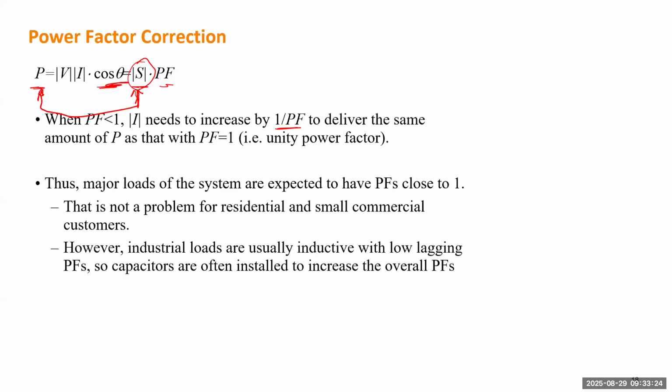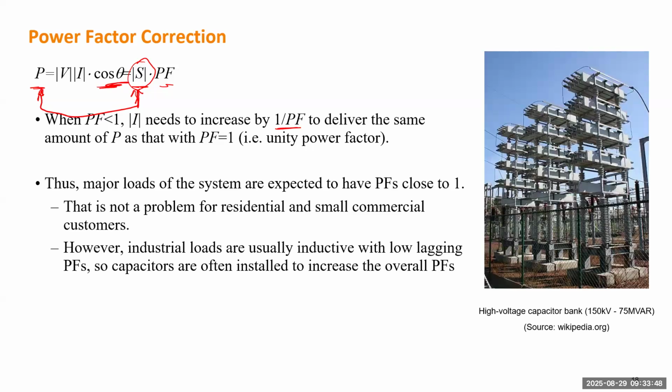But for industrial load, they usually have motors in the load. So the motor will have a low power factor. So to improve their power factor, usually large industrial loads need to install a capacitor bank or capacitor next to the load, such that the overall power factor is still close to 1. So here is a photo of a capacitor bank at high voltage, for instance, 150 kV. The maximal rated power this bank can provide to the system is 75 megawatt.